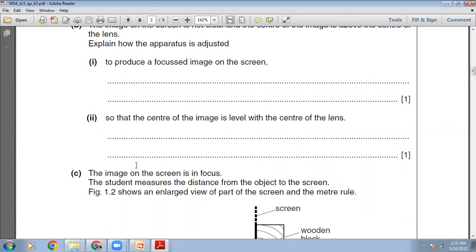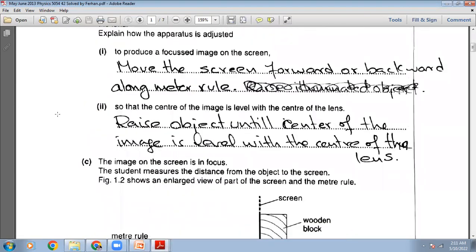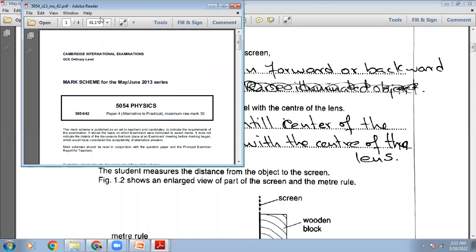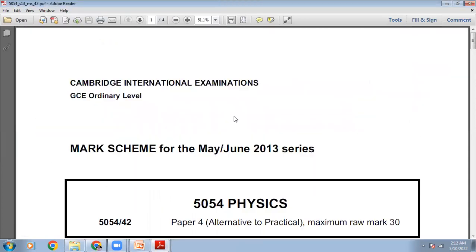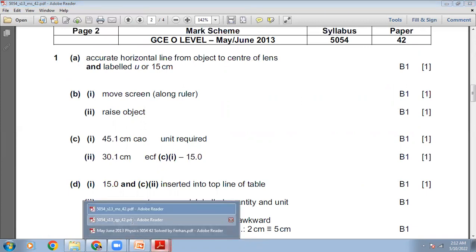So first part, second part, I'm giving you these answers. Move the screen forward or backward along the meter rule until you get a clear image on it. Raise the object until the center of the image is level with the center of the lens. That's my answer. Let's have a look at the marking scheme, what it has to say. That's the marking scheme. You can see the same answers we have here.